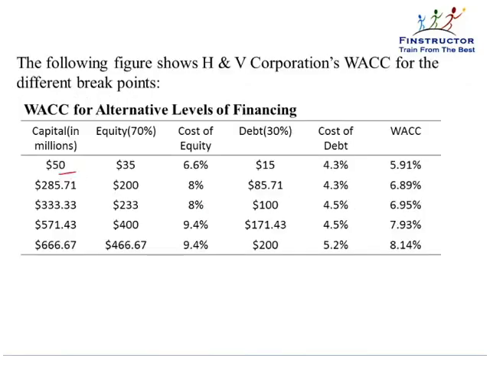At $50 million, the WACC is 5.91%. At 285, it becomes 6.89. At 333, it's 6.95, so on and so forth. This is the total capital. Equity is 70%, and you can see from the table what will be the cost of equity. Debt will be 30% of the total capital, and you can see the cost of debt. Do the weighted average, and you'll get the WACC at different points. So we studied earlier as well that as you invest more and more, your cost of capital keeps going up.